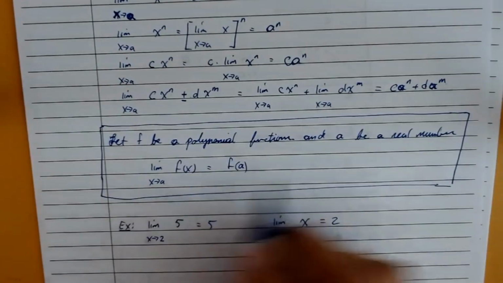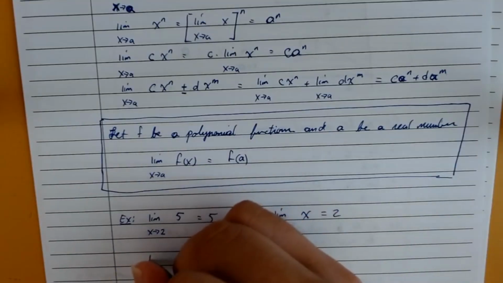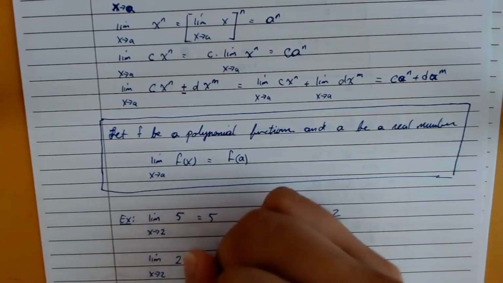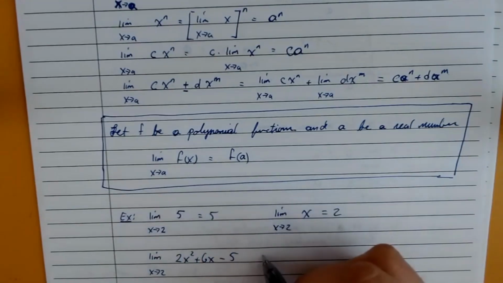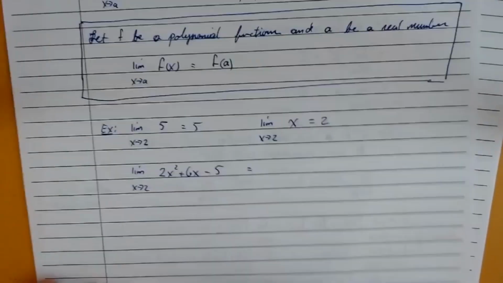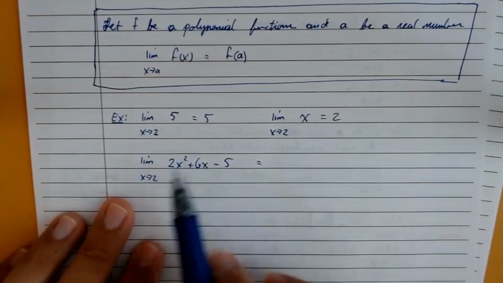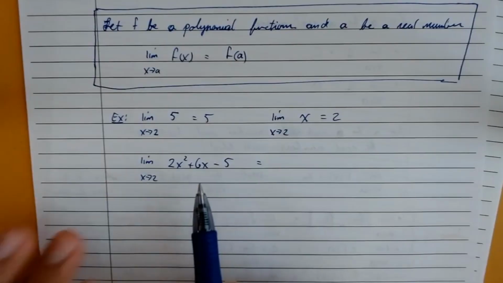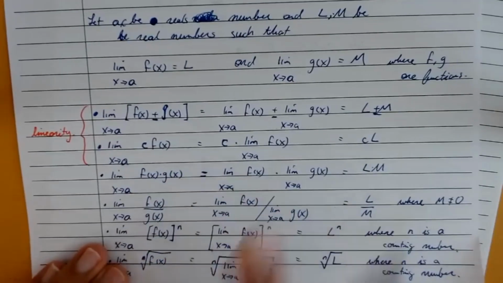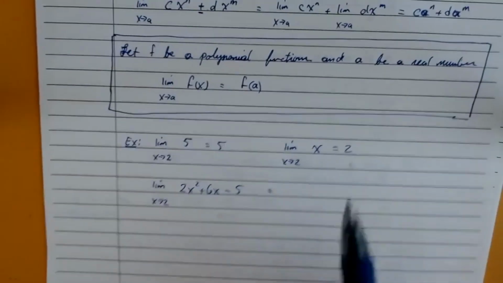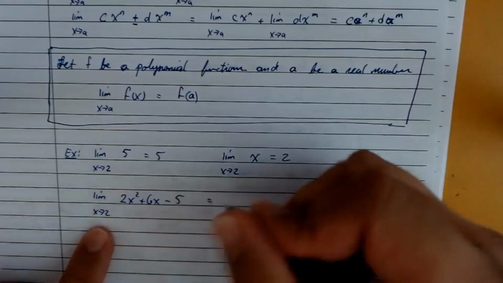Now let's step it up to a big polynomial. We're going to take the limit as x approaches 2 of 2x squared plus 6x minus 5. Now here I'm going to do this two different ways. The first way is the long way. I'm not suggesting you do it this way. This would be the long way to do it using all of these properties. But then I'm going to do it the short way by using this final property.